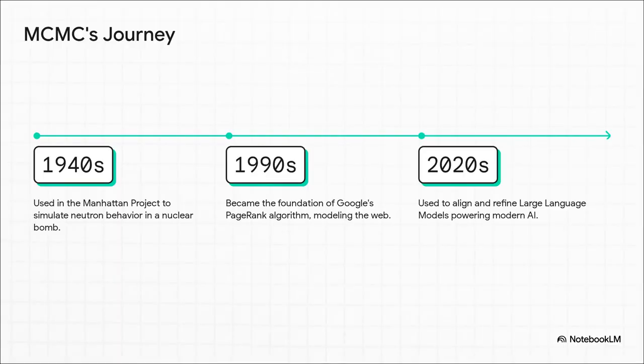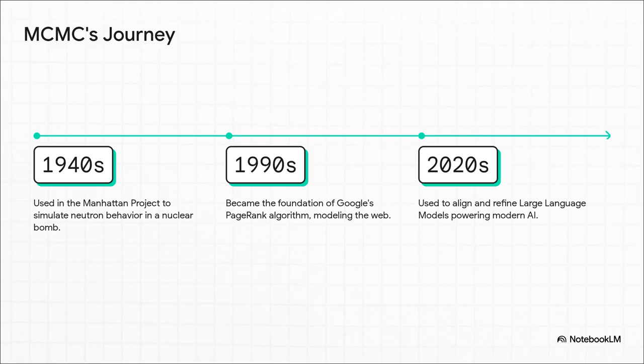And this idea, as simple as it sounds, has had an absolutely monumental impact. I mean, it started out in the 1940s as a top-secret tool for the Manhattan Project. Ulam and the legendary John von Neumann used it to figure out critical physics for the atomic bomb. Then, fast forward a few decades, and it becomes the literal foundation of the modern internet. Google's PageRank algorithm, that's just modeling the entire web as one gigantic Markov chain.